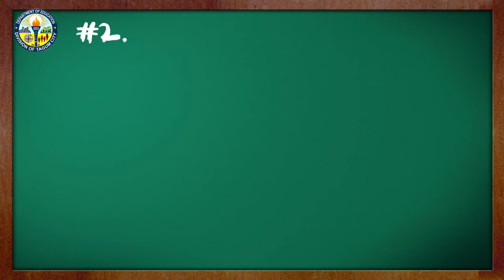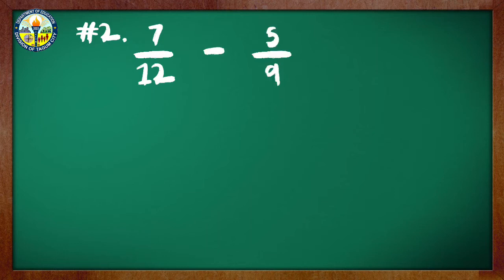Number 2. 7 over 12 minus 5 over 9. First, find the least common denominator or LCD. Copy the denominators 12 and 9. Get the prime factors of each denominator. Remember, prime factors are factors which are divisible only by itself and 1.